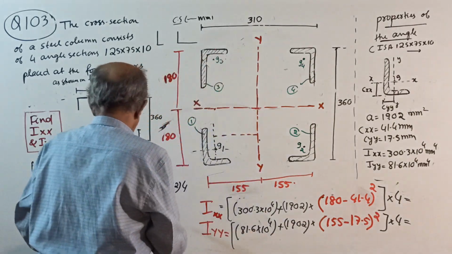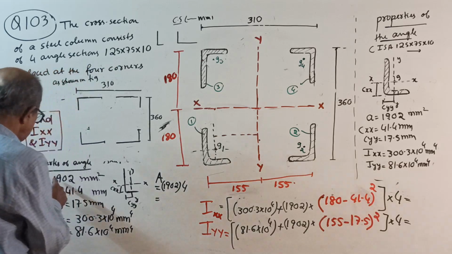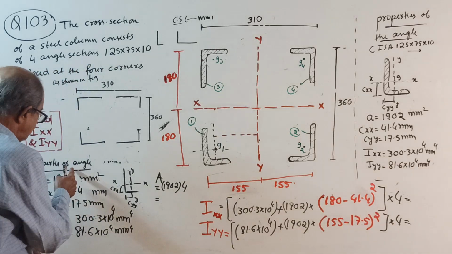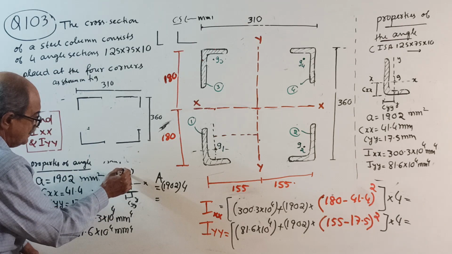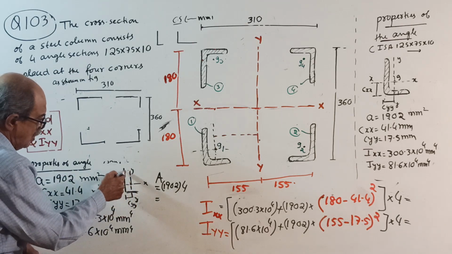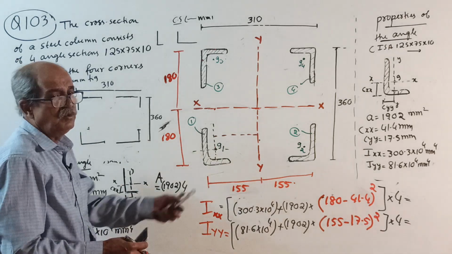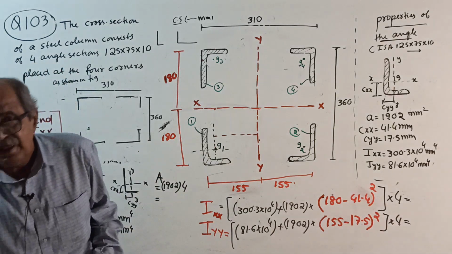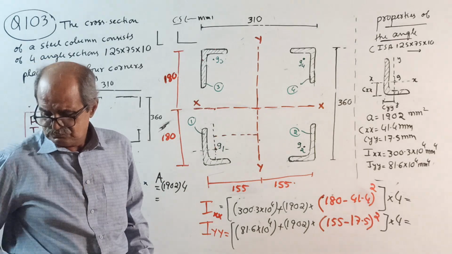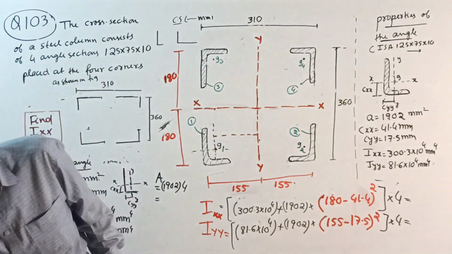So these properties are given here. We can make a note here: all these properties are for this sketch, meaning when the longer leg is vertical. Now I'll change the sketch slightly and go for the last part. 10 minutes more.